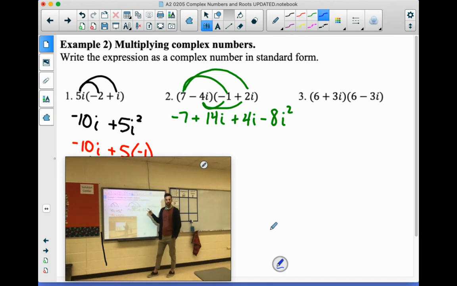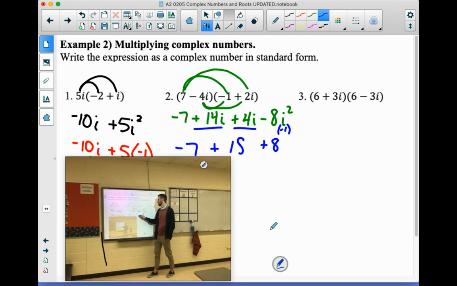Now remember, i squared is negative 1. So you don't need to rewrite the whole line just for that part. We're going to have negative 8 times negative 1, which will change that to plus 8 back there. So we have negative 7, we have 14i plus 4i is 18i, and then we changed negative 8i squared to positive 8, because it was negative 8 times negative 1.